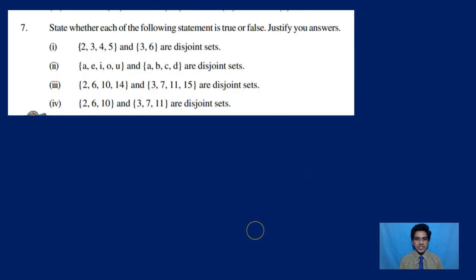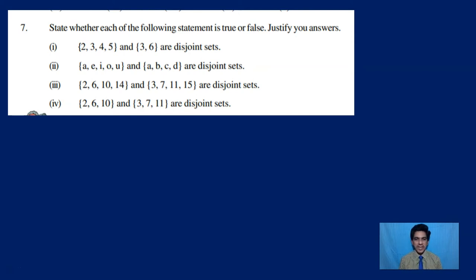Now, look at the next question. State whether each of the following statements is true or false. Justify your answer. So, here we have four statements. Now, we have to state if the statement is true or false, and you have to justify the answer also. If you say it is true, you have to tell why it is true. If you say it is false, you have to justify the answer. That means you have to state the reason.